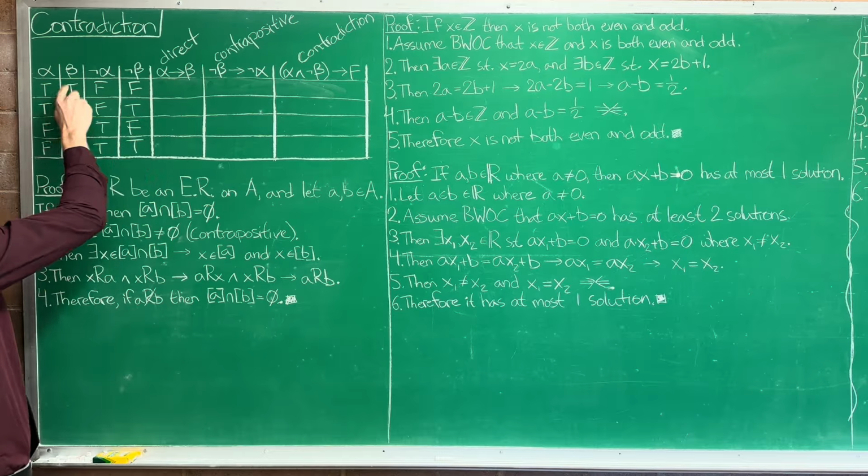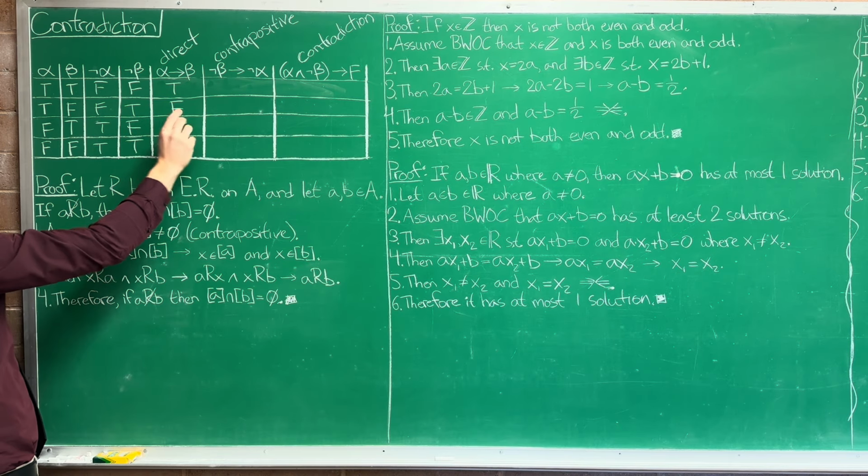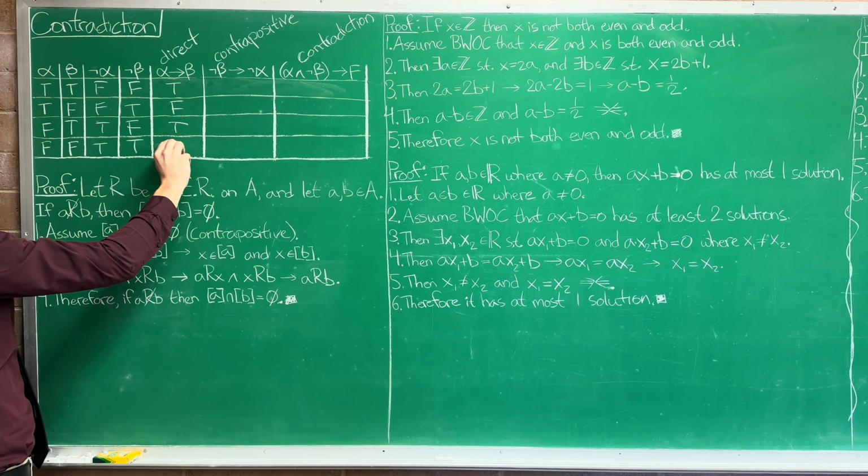Alpha implies beta. True implies true is true. True implies false is false. False implies true is true. And then if they're both false, it's true.